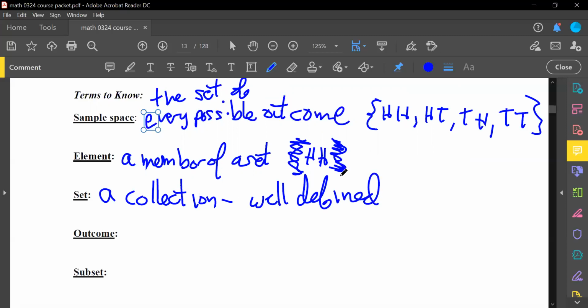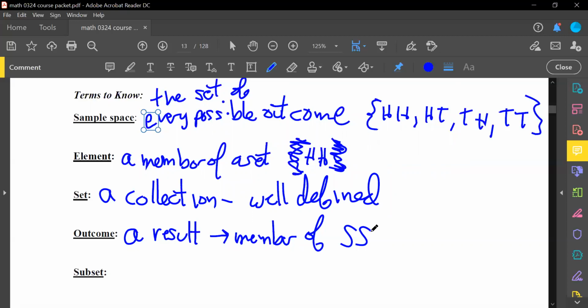All right, an outcome is basically an element of the sample space. An outcome is something that can happen, right? It's a result of an experiment. It's a member of the sample set. I'll just write SS for sample set.